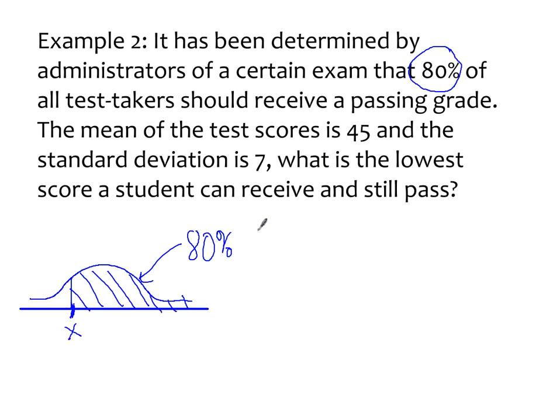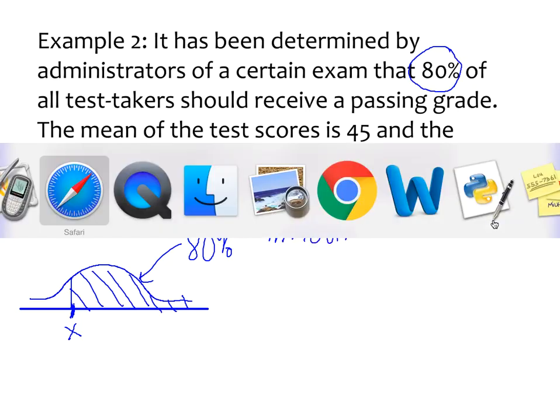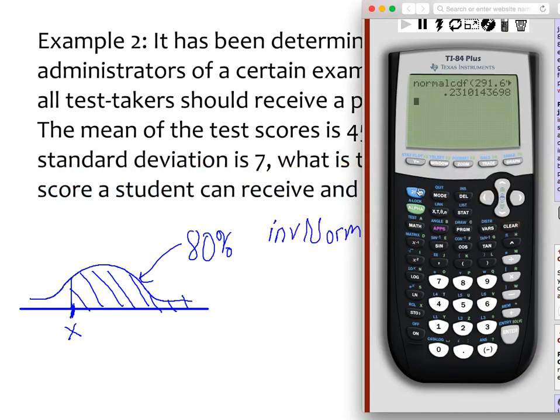I can't do a normal CDF here because the first parameter in the normal CDF is the lower value, and I don't know the lower value, right? We have another function on the calculator called inverse normal, and it's, I believe, number 3 on your distribution menu. So inverse norm, and let's go to calculator again. You can see number 3, inverse norm. Inverse norm takes an area, the mean and the standard deviation, and it's going to tell you the x value. But wait a minute, what area are we talking about?